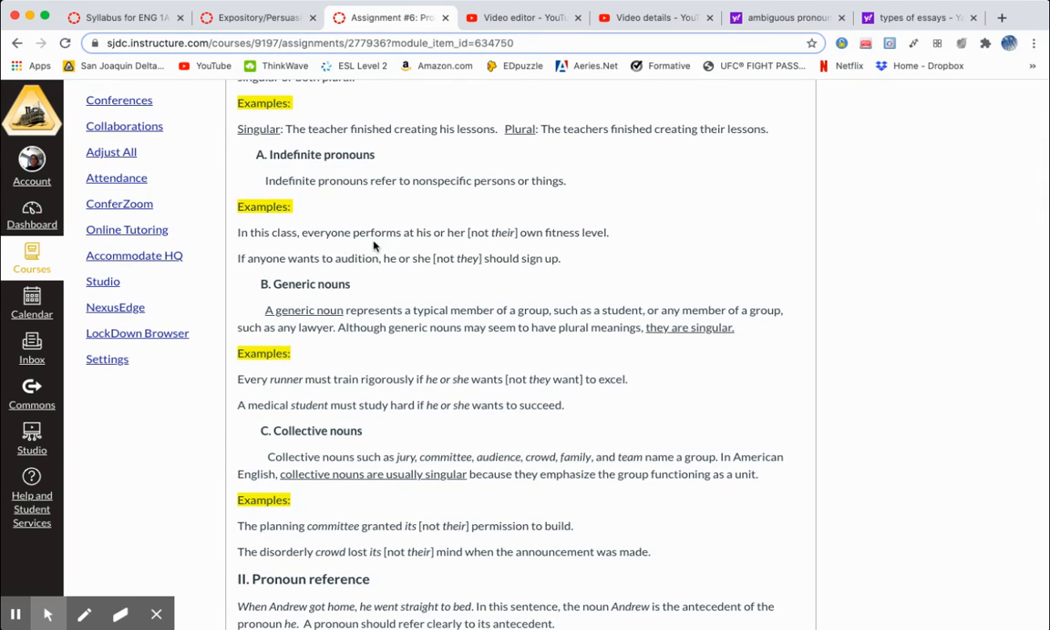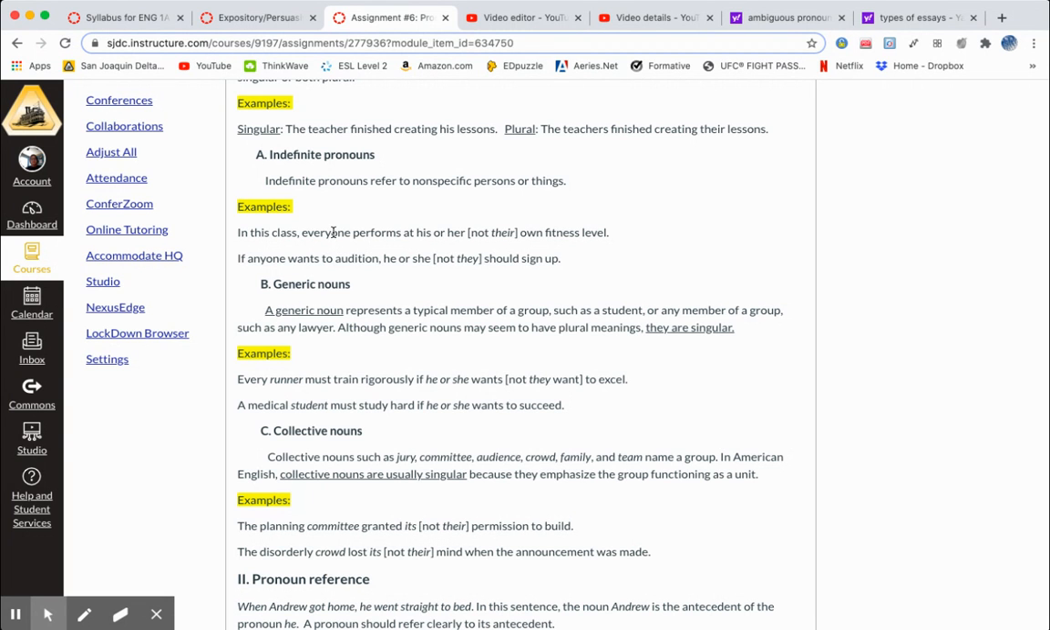In this class, everyone performs at his or her, not their, own fitness level. Let me read that one more time. In this class, everyone performs at his or her own fitness level. So the indefinite pronoun here is everyone. So remember that the word everyone is an indefinite pronoun, and though we often think of that as plural because it generally refers to many people, it's actually referring to many people but one at a time, thus everyone. So we treat this as if it's a singular pronoun.